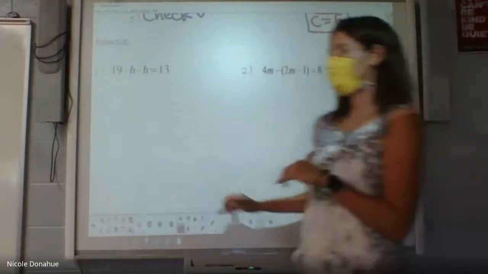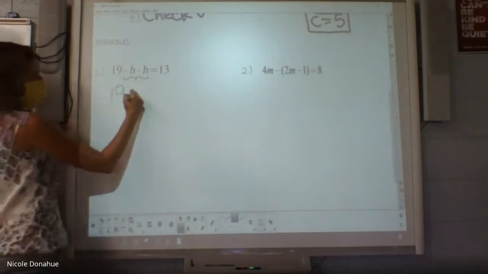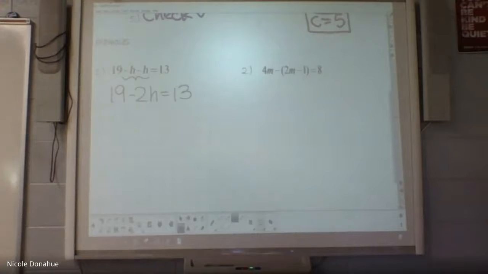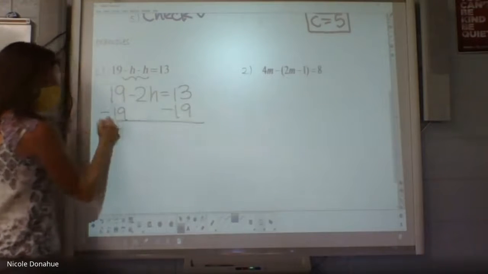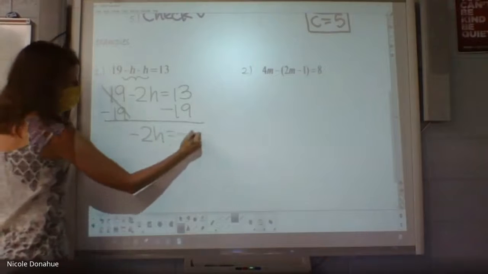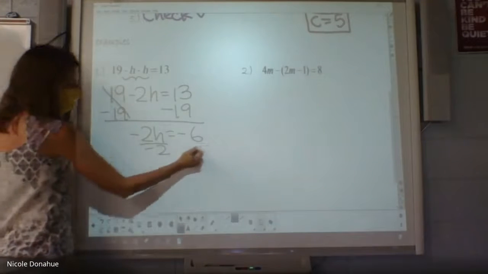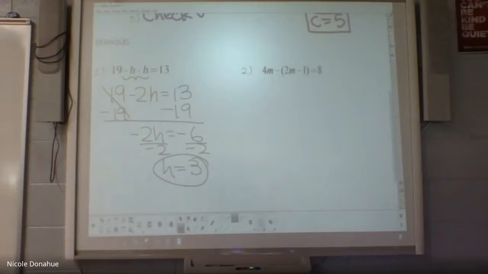Combine like terms. So those negative h's go together, right? Negative h, what do we get? Negative 2h. It's a negative 1 and a negative 1, so negative 2. Okay. Once we have that, then we need to move the 19. So negative 2h equals a negative 6. Negative 2. Yeah. That's correct. So h is 3. That one go okay? Yeah, we got that one.